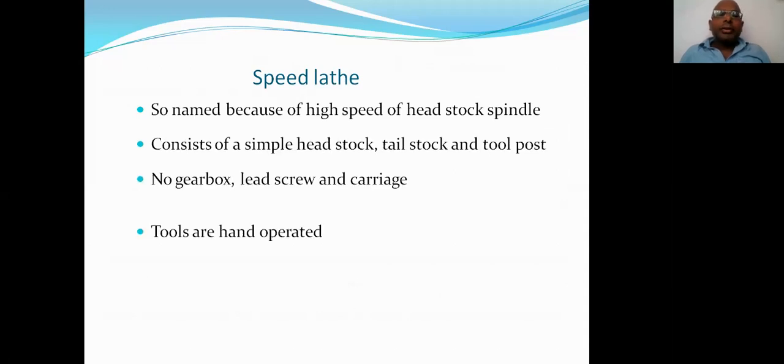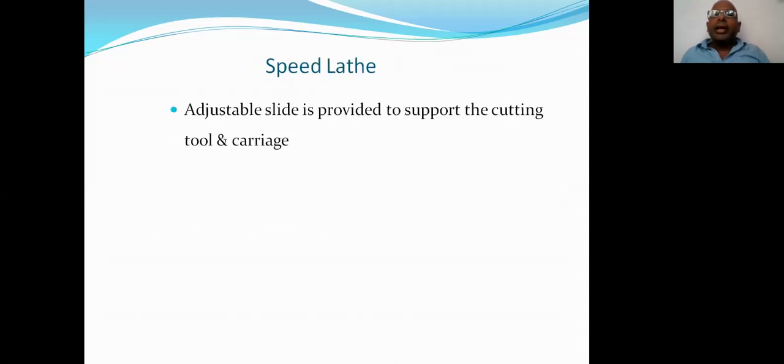In the speed lathe, tools are hand operated, as we just discussed. As the tools are hand operated, the requirement of a carriage is avoided. An adjustable slide is provided to support the cutting tool and carriage. In this one, the carriage provides some support to the tool post, and that tool support is provided with the help of the adjustable slide.